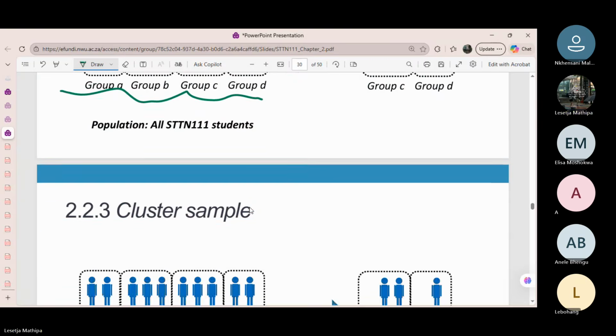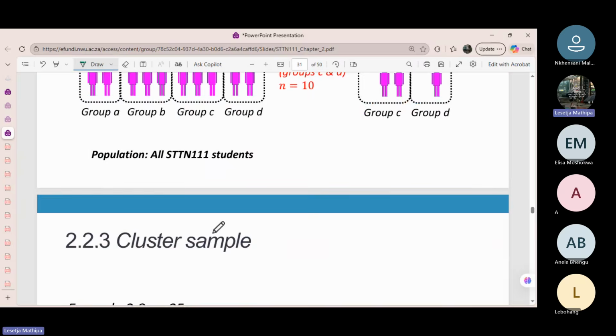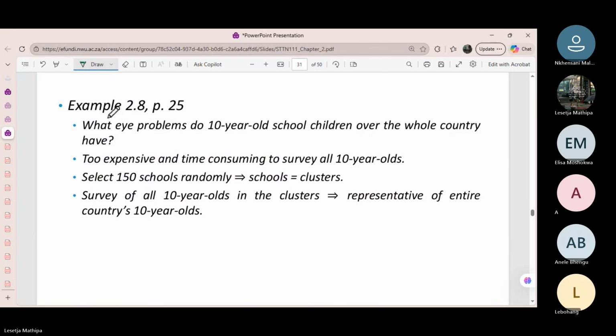This is how you see that it's cluster sampling. This is an example. They say, what eye problems do 10-year-old school children over the whole country have? It's too expensive and time consuming to survey all 10-year-olds. Now you select what? You select 150 schools randomly. Those schools are what we call clusters.